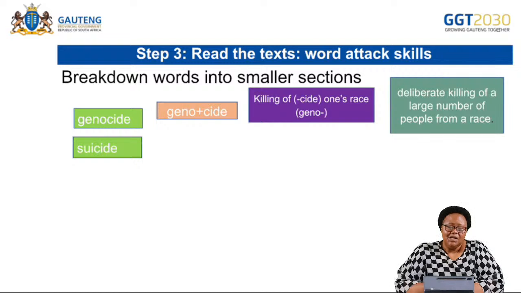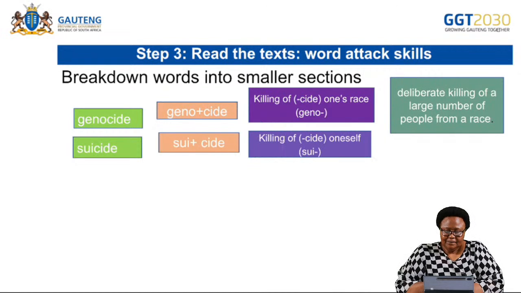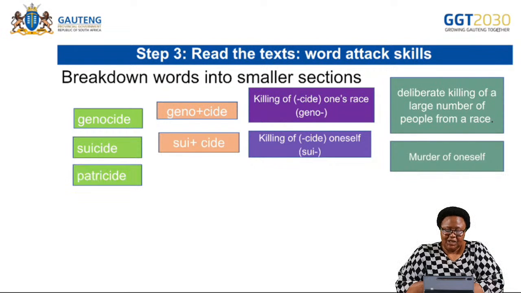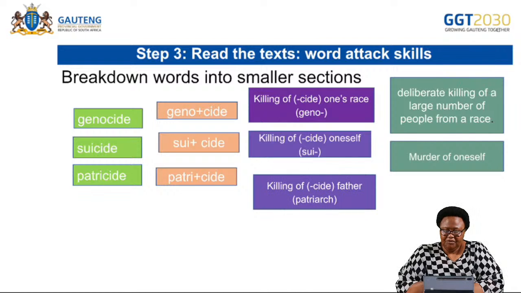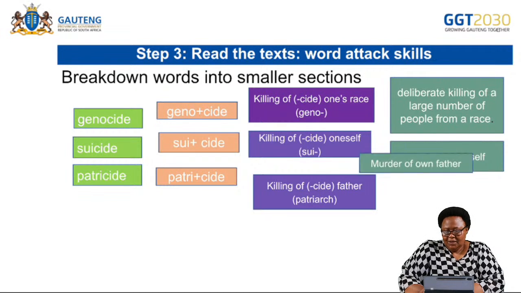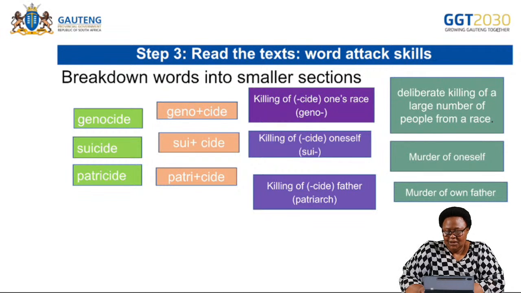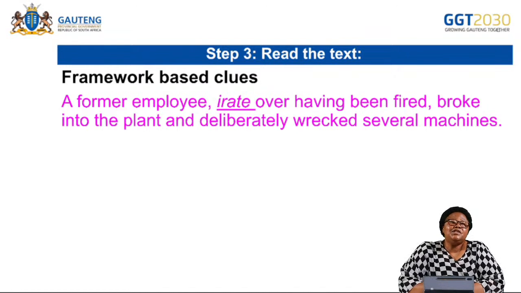We also have suicide. You also break it into 2 smaller parts, sui and cide, and then killing of oneself. That's another way of attacking the word in order to get meaning. And then patricide. You also break it into 2, patri plus cide, killing of a father, one's own father. Yes. And then text 3.